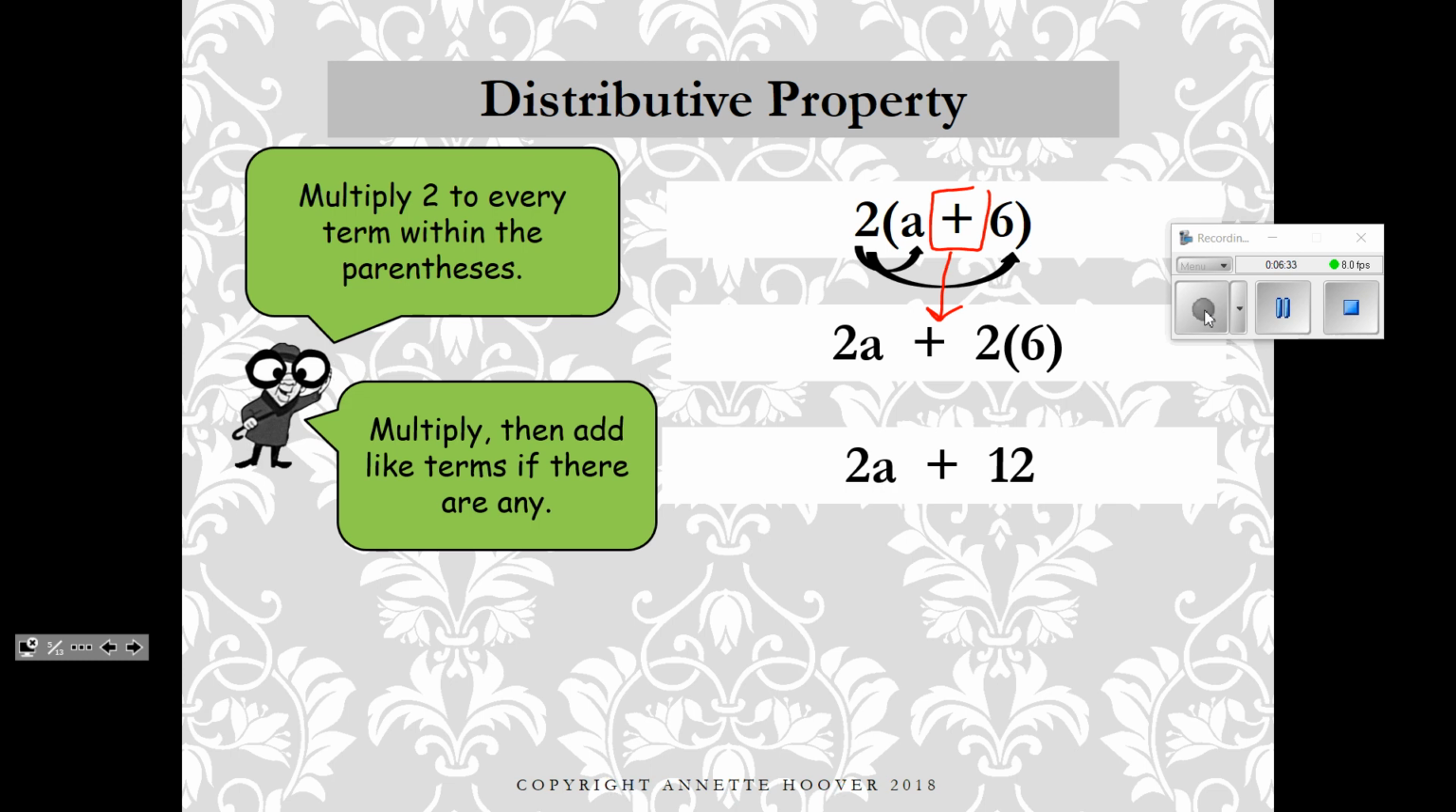Again, these are not like terms. They would be like terms if the 12 had an a. That would be the same variable attached. Because they do not have the same variable attached, they are not like terms, and we are finished right there.